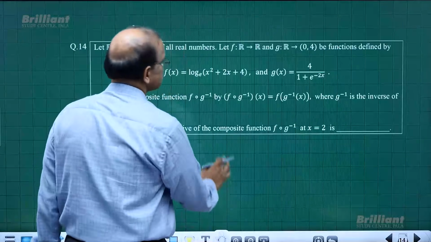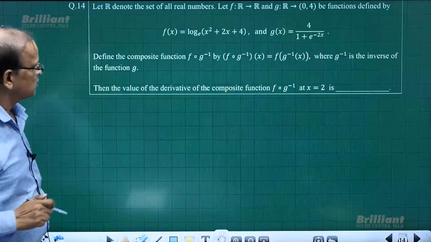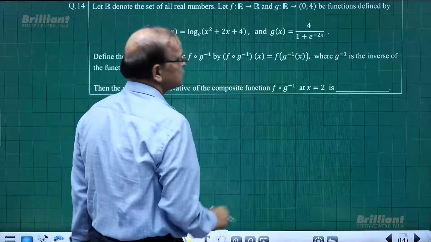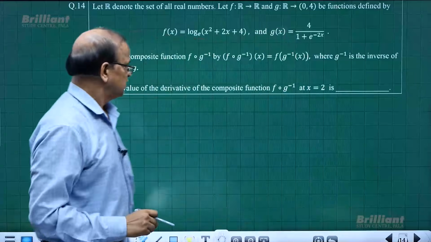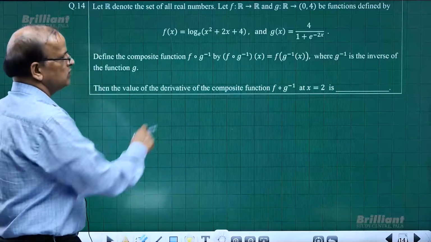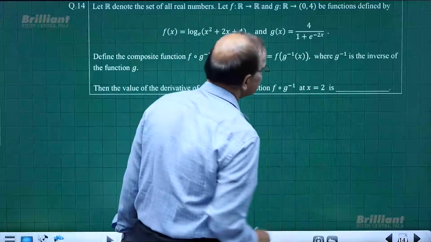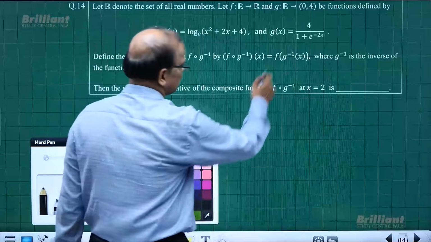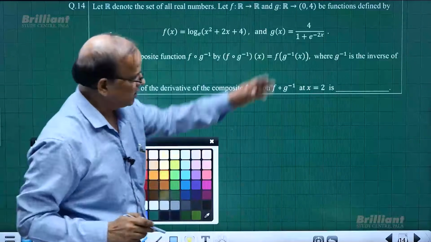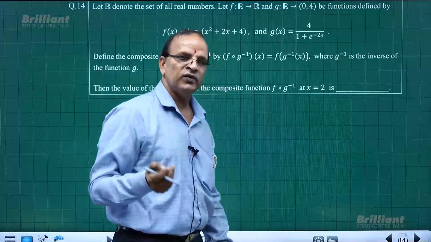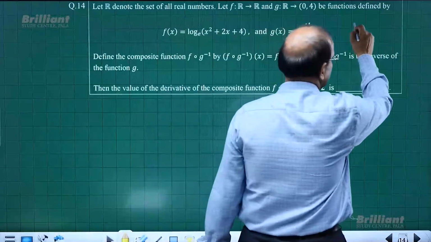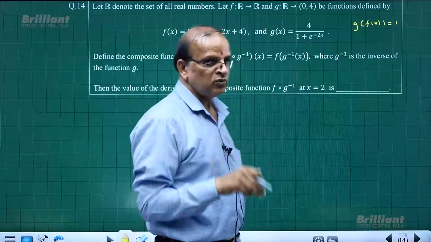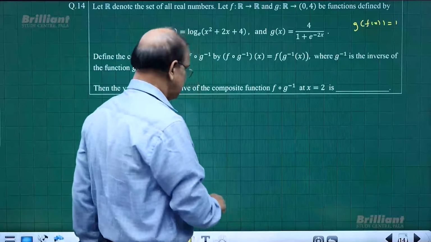So, what is this here? f is given, g is given, right. Define the composite function like this, okay. g inverse is the inverse of the function g, then find the value of the derivative of this composite function f circle g inverse at x equal to, okay. So, now here we can find g inverse easily, right. Otherwise, we can use g of f of x is 1 if g inverse is not possible to find, but you can find g inverse easily here, right.